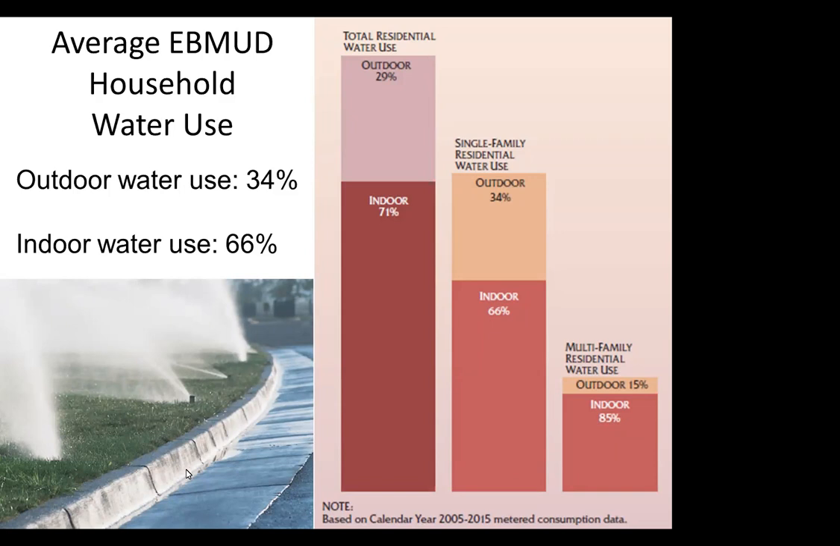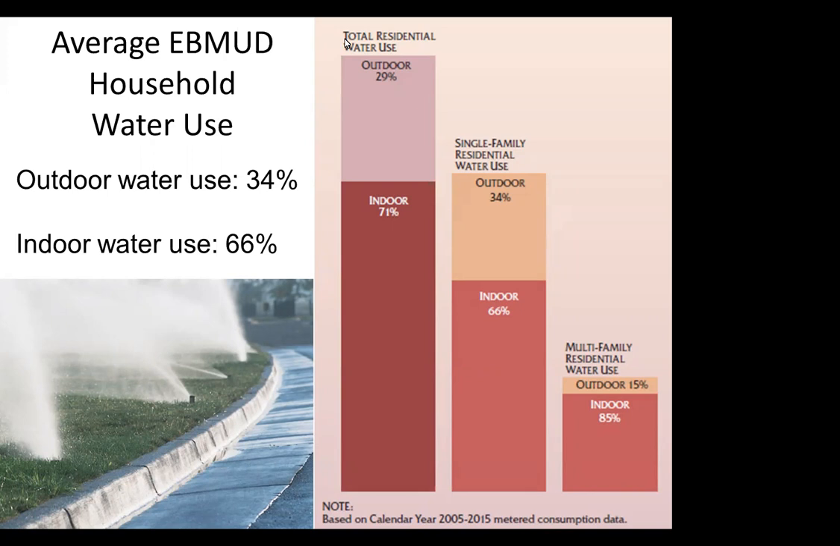So to get started, let's learn more about how water is used for an average home. For single-family homes, 34% of water is used outdoors in the landscape, and 66% is used indoors, as you can see on this graph. For multifamily properties, that's what we call apartments, it's a little bit of a different picture. There's going to be less landscaping, so 85% is indoors and 15% is outdoors.